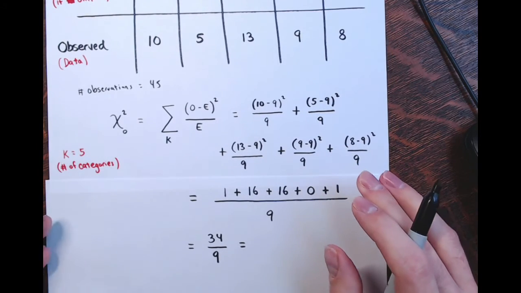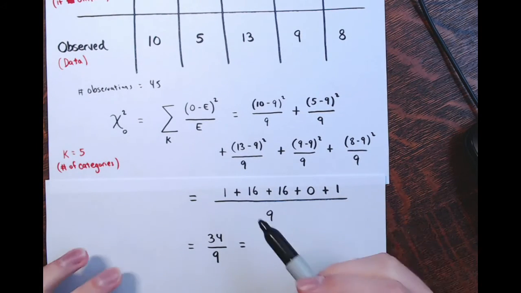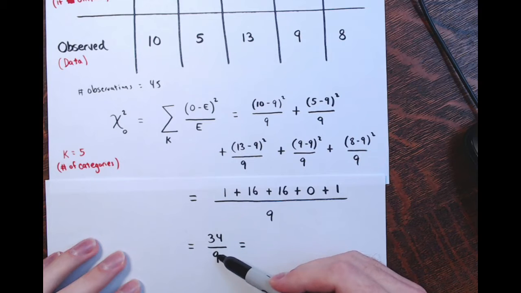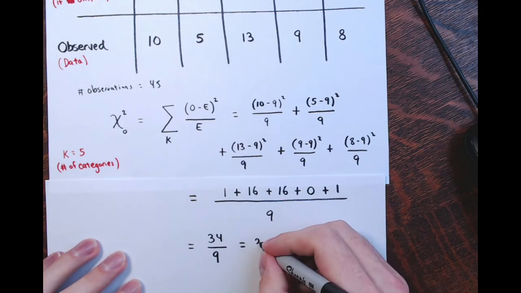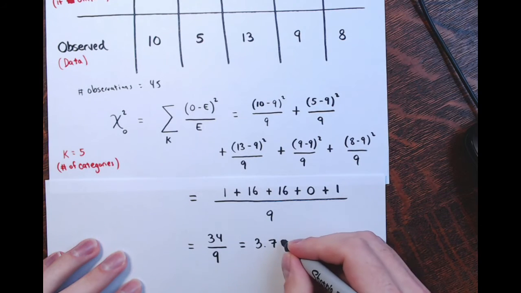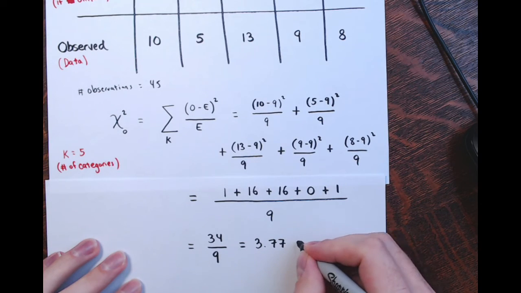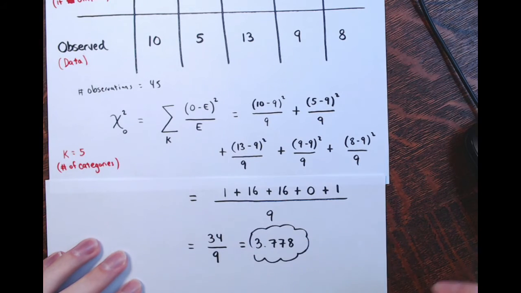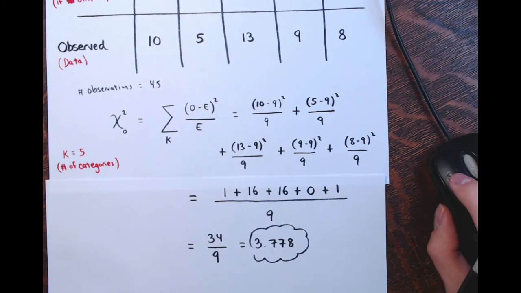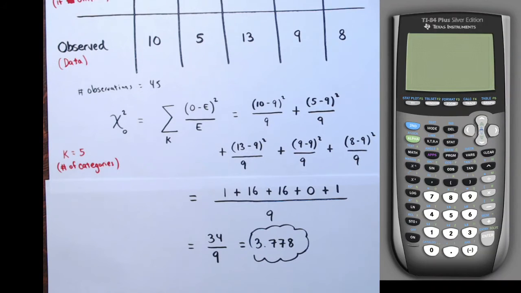They're asking us to round this to 3 decimal places. Now this is 3 and 7/9, so this would be 3.7 repeating, 7777. So to 3 decimal places, this is going to be 3.778. I'll just double check this on the calculator. All right, so we got 34 divided by 9. So my test statistic is 3.778.